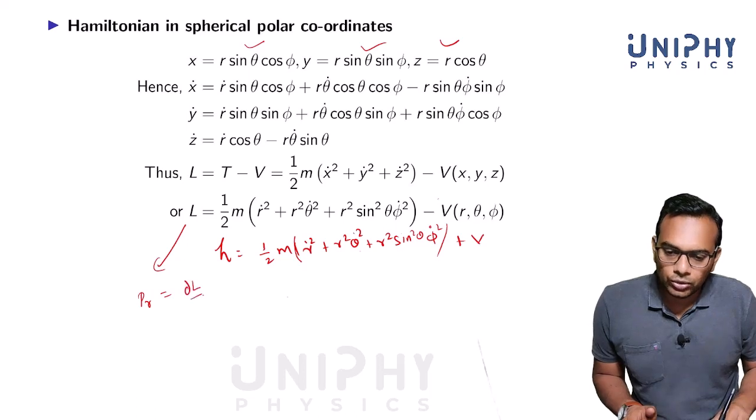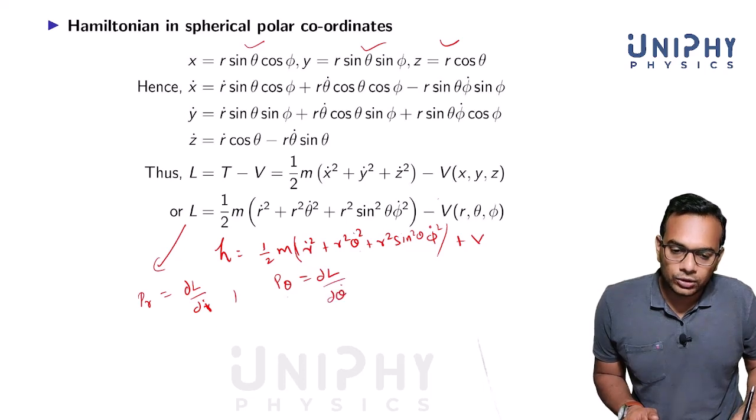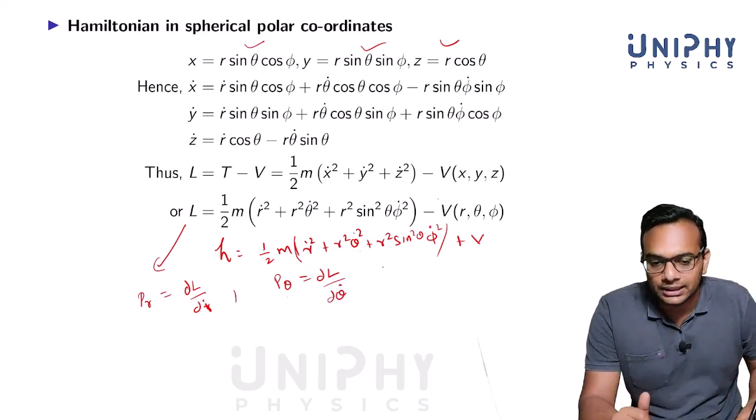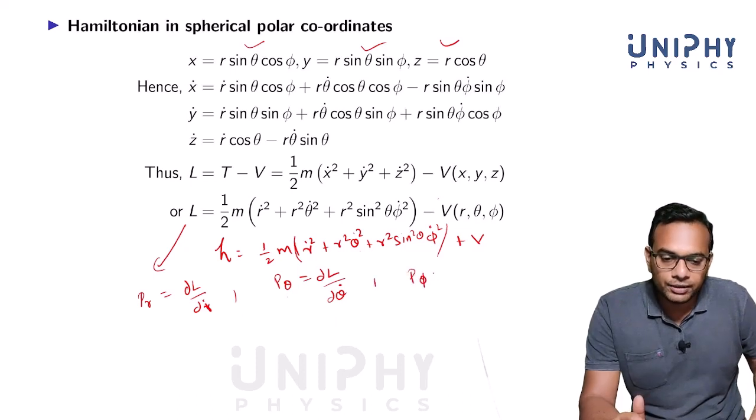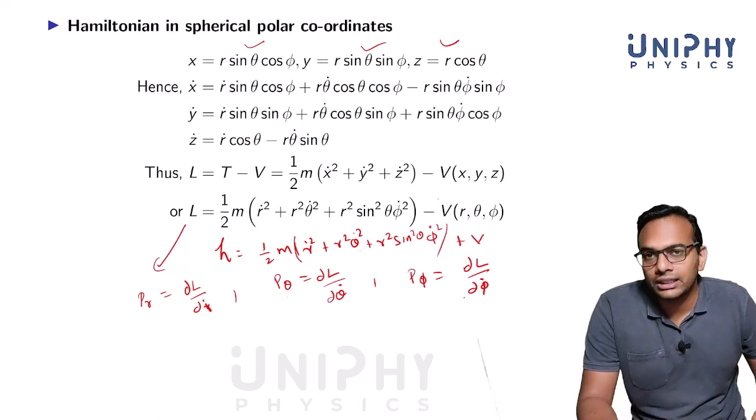That's equal to ∂L/∂ṙ. You invert this to find ṙ in terms of p_r. Okay. Similarly, we know that p_θ is equal to ∂L/∂θ̇. You find this and you solve for θ̇ in terms of p_θ. Similarly, you find p_φ is equal to ∂L/∂φ̇. Okay, and you invert this to find φ̇ in terms of p_φ.